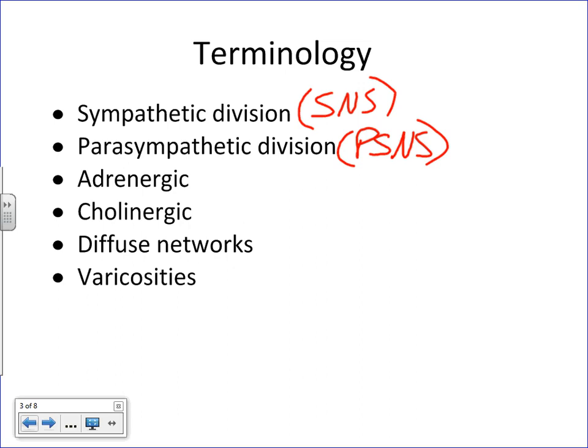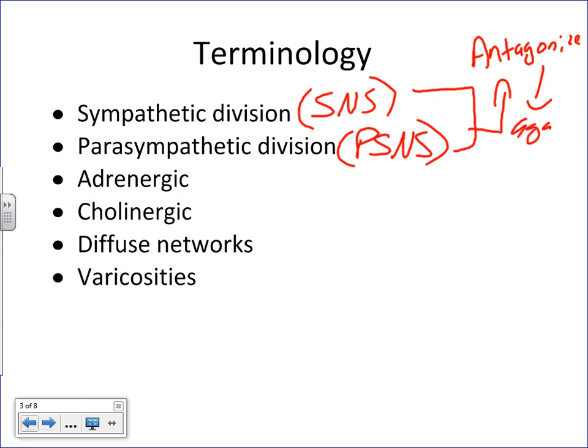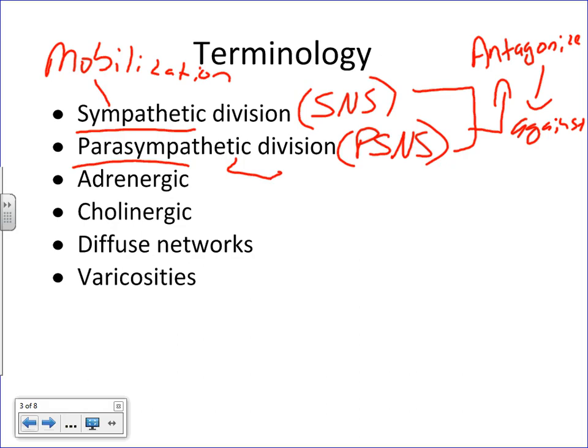Now, one thing you have to remember about these two divisions is that they antagonize one another, meaning they work opposite. They work against one another. So basically, one division will elicit one type of response and the other will elicit the exact opposite type of response. The sympathetic nervous system is the mobilization part of the autonomic nervous system, and the parasympathetic is the recovery.